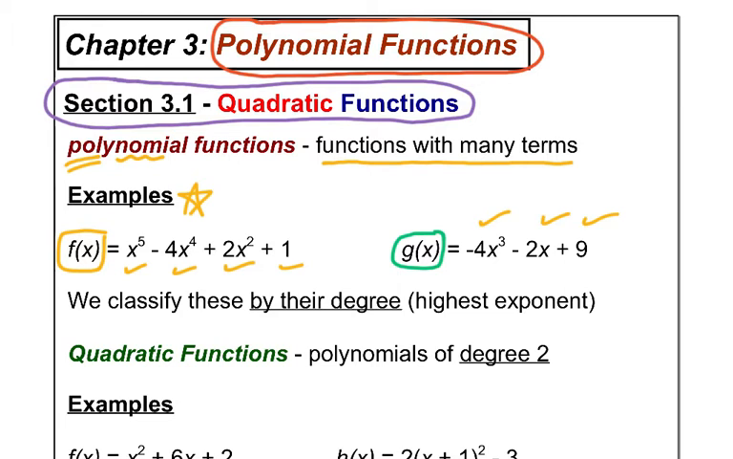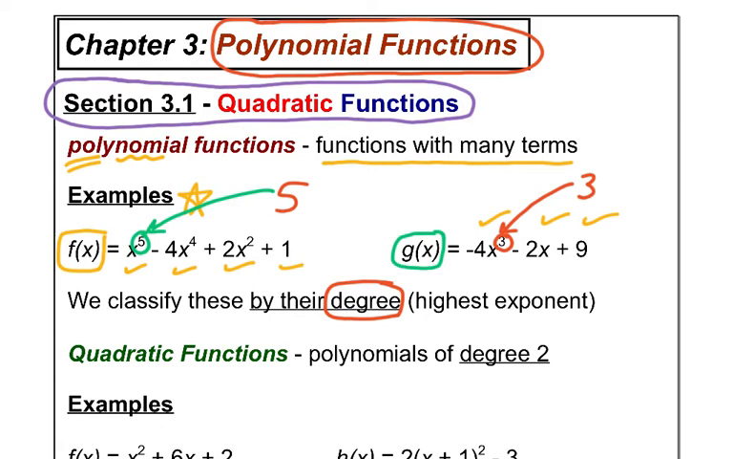And the way we're going to describe and classify them is by whatever their highest exponent is. For example, over here, f of x, the highest power exponent is a 5. And then g of x, the highest exponent over here is the 3. So we're going to call that, if you remember, the word degree. So the degree of f of x is 5. And the degree of g of x is 3 because that's the highest exponent.